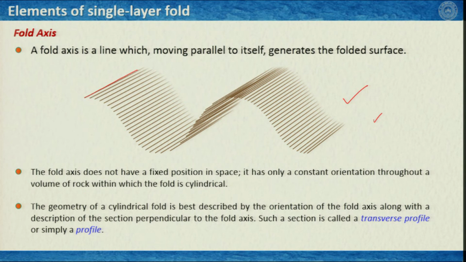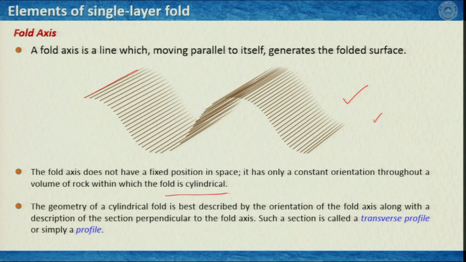Now, from this illustration and whatever we have discussed about the fold axis, I hope you can understand that a fold axis is not a material line, and it is not a fixed position in space. It is a direction with a constant orientation, and this is valid for a particular type of fold. That fold is known as cylindrical. If that does not hold, then the fold is non-cylindrical.